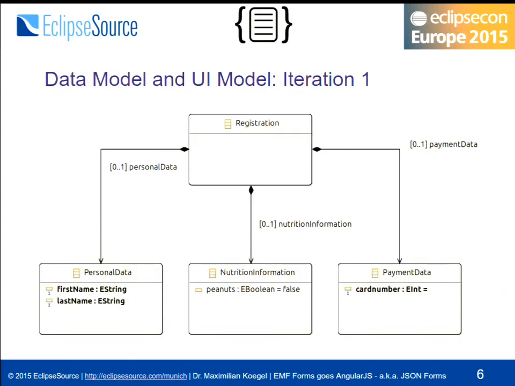What I'm going to demonstrate, and maybe that also shows how the AngularJS application works in that context, is a conference registration system, and this is the data model of that system. In that system we have a registration, and the registration consists of personal data, which has a first name and a last name. It consists of nutrition information, which currently only has peanuts, which tells you whether you can eat peanuts or not. And it has payment data, which currently only consists of card number. This is the first iteration.